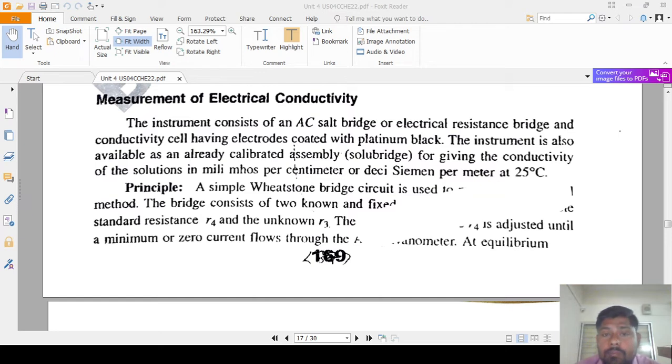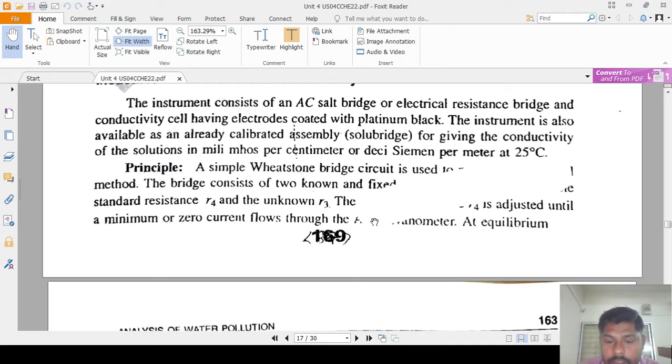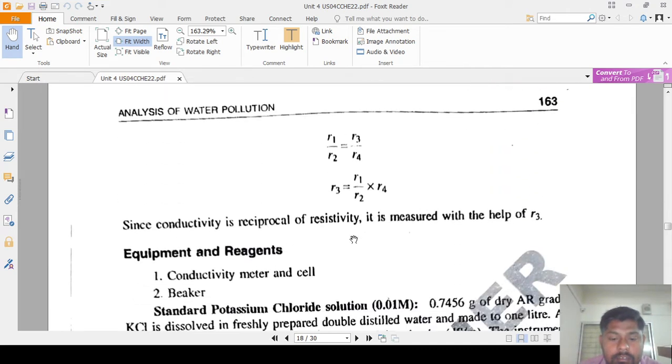Now, in principle, the standard, that means R4, is adjusted in such a way that the reading in the galvanometer shows 0. So, here the ratio R1 by R2 is equal to R3 by R4. I want to find out the value of this unknown R3. So, making it the subject, R3 is equal to R1 by R2 into R4.